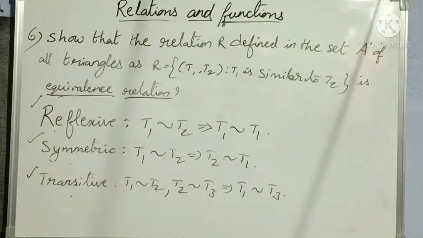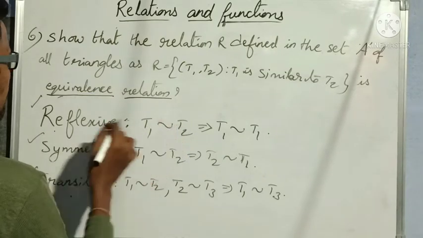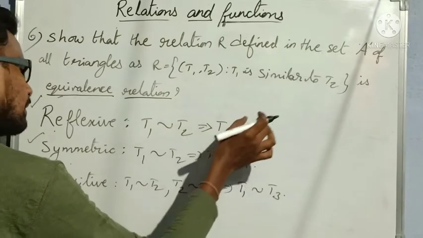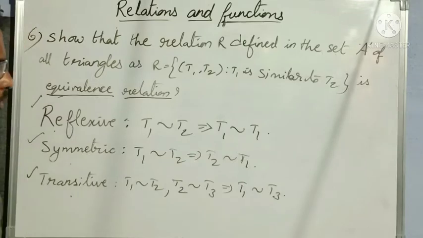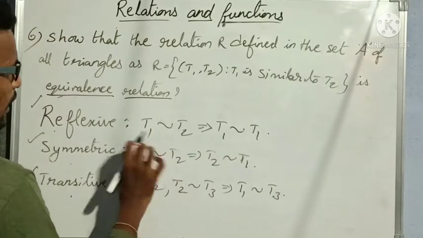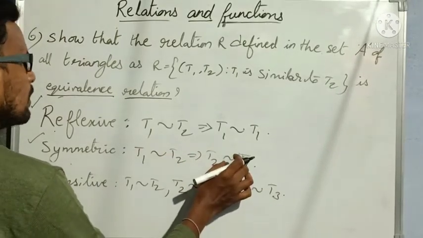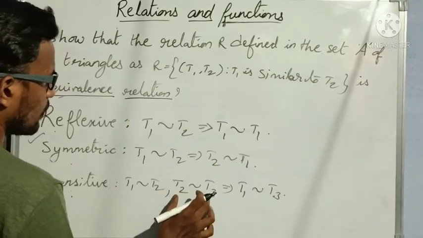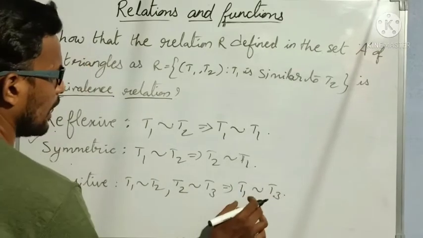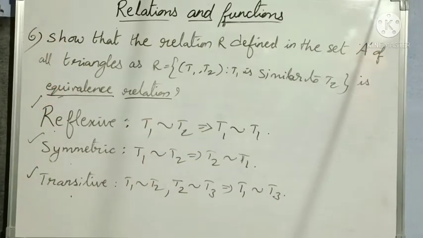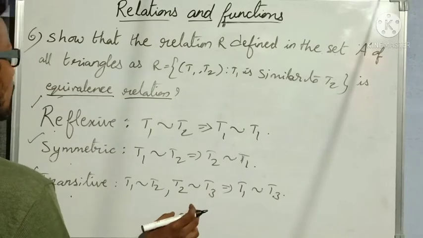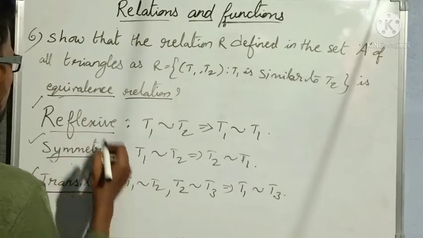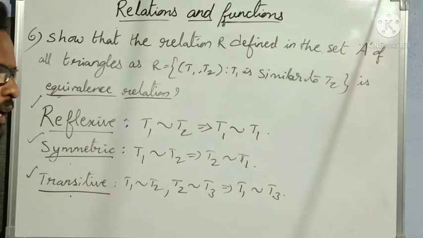Understood? So anyhow, similar triangles means if one triangle is similar to another triangle, then the triangle will be similar to the same triangle itself. If one triangle is similar to another triangle, then the other triangle also will be similar to the first triangle. In the same way, one triangle is similar to the second triangle and the second triangle is similar to the third triangle, means automatically the first triangle will be similar to the third triangle. Right? All these three properties are satisfied. So when three conditions are satisfied, then we can say that the given relation is an equivalence relation.